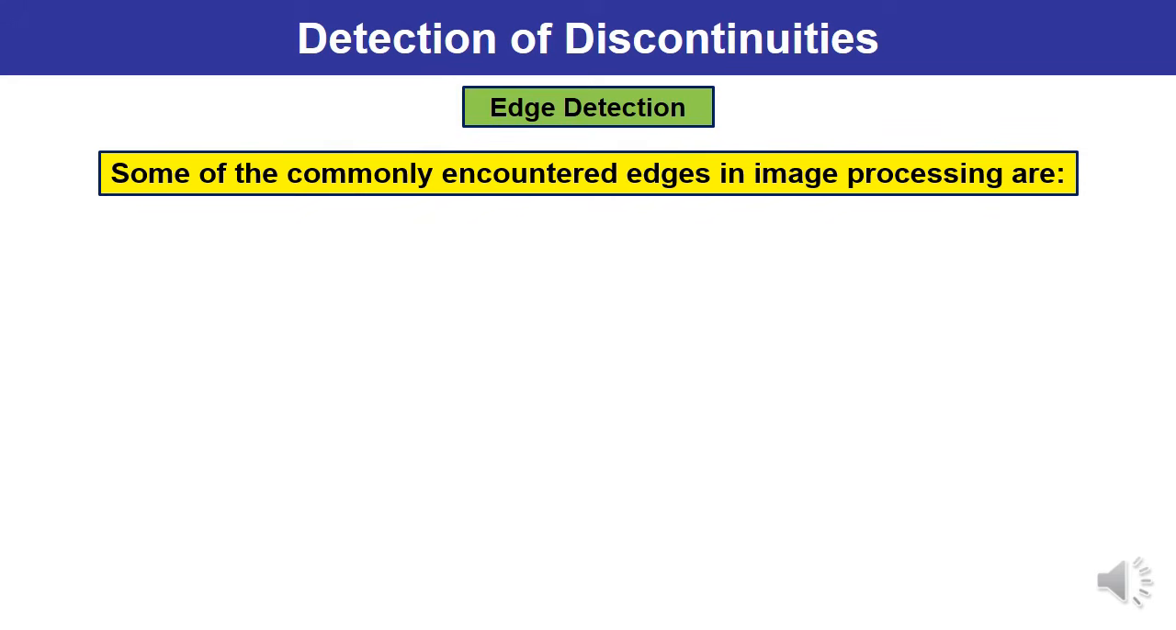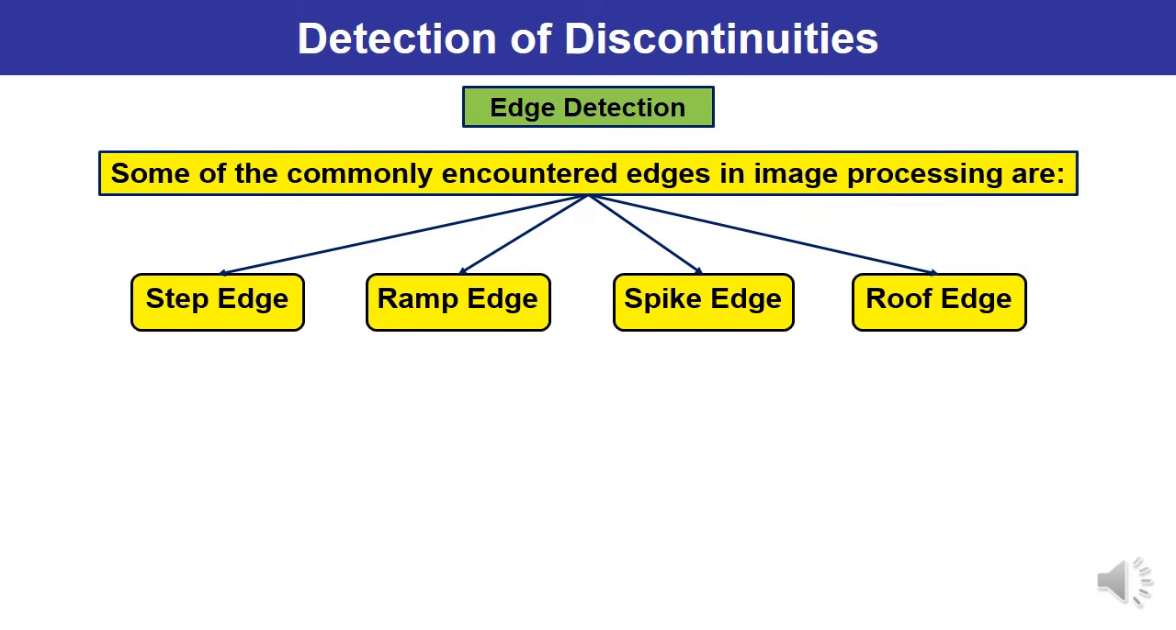See, some of the commonly encountered edges in image processing are, you may find edges have various kinds of behavior. Some of them vary very quickly, some vary with a gradual change, some may have a very short response. So four types of edges can be identified which are commonly encountered in image processing. These are step edge, ramp edge, spike edge and roof edge. Different patterns. You must be aware of these types of patterns as well. You must have studied them in your previous semesters.